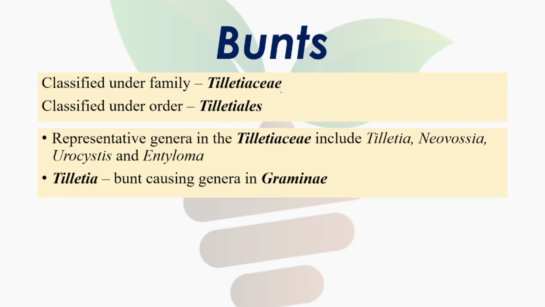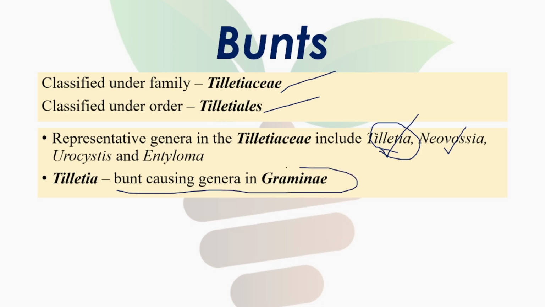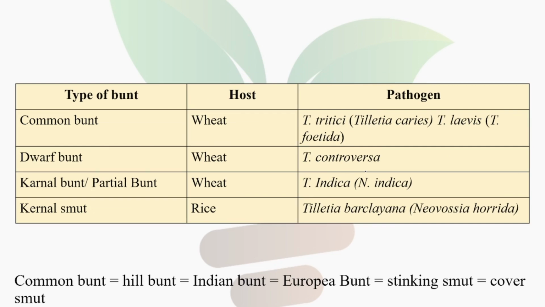They are actually classified under Tiliaceae, under order Tiliciales. The representative genera in the bunt-causing diseases are Tilletia, the most important one, and also Neovossia is sometimes reported, and Urocystis, but mostly Tilletia. In 99% of the cases it is Tilletia. Tilletia causes bunt disease generally in gramineous crops.